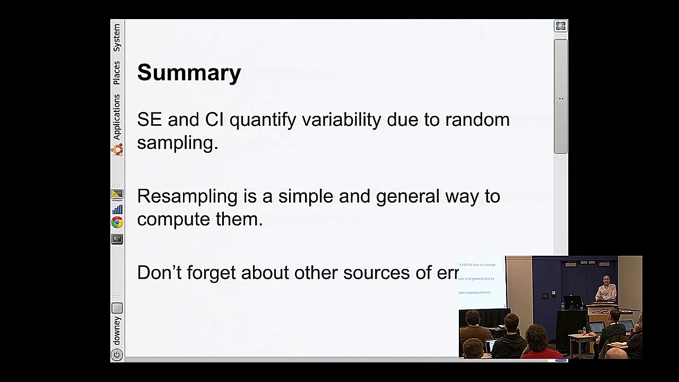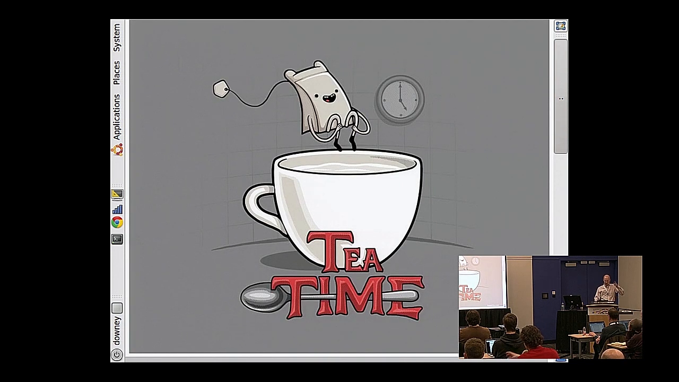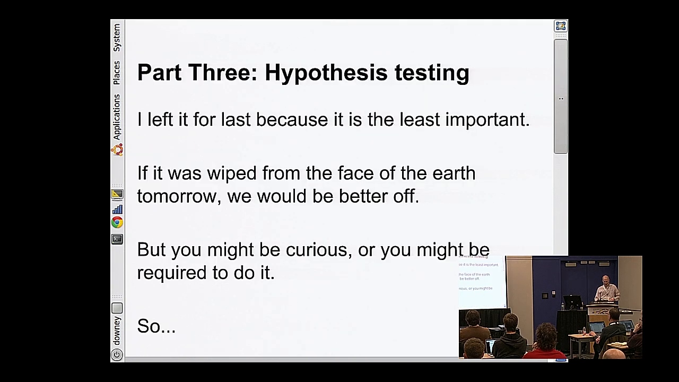Okay, so to summarize part 2, which was about quantifying variability, standard error and confidence interval quantify variability. Resampling is a simple and general way to compute it, but don't forget about those other sources of error. This is the break that we just took. So onward to part 3.